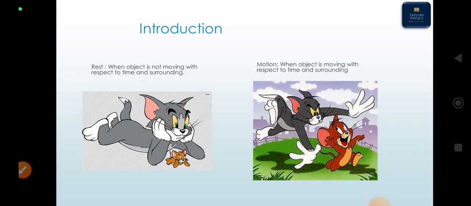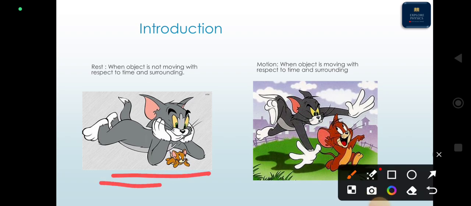So, our introduction topic is rest and motion. Here, you can see Tom and Jerry are playing, and in one picture, they are sitting quietly. So, the picture where they are sitting quietly is called rest, right? When an object is not moving, Tom and Jerry are not moving in this case, right? So, with respect to what? When we say that an object is not moving with respect to time and surrounding, it means for some time it is constant, and also with respect to surrounding, about its position, it is not moving from the point, so that position we call rest.